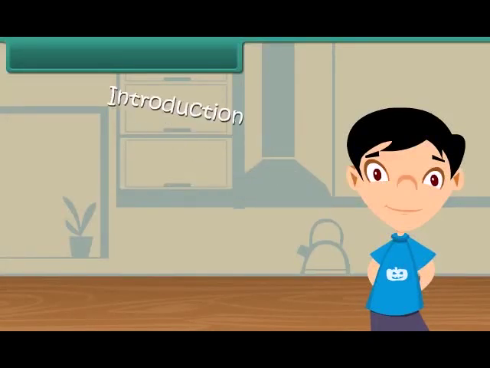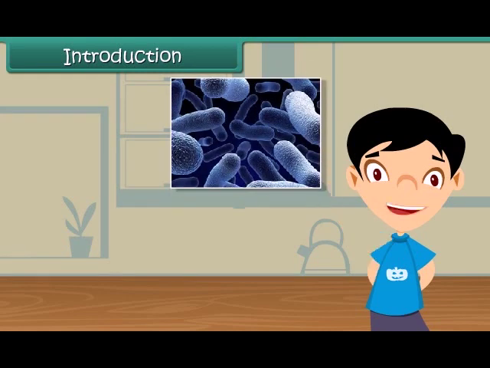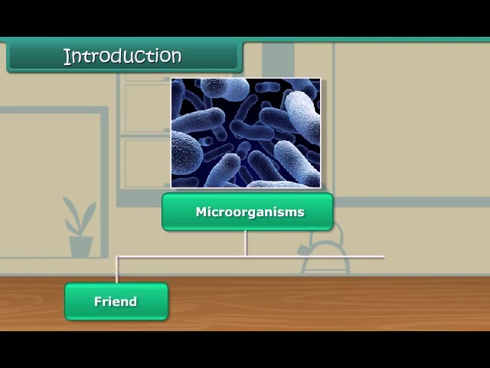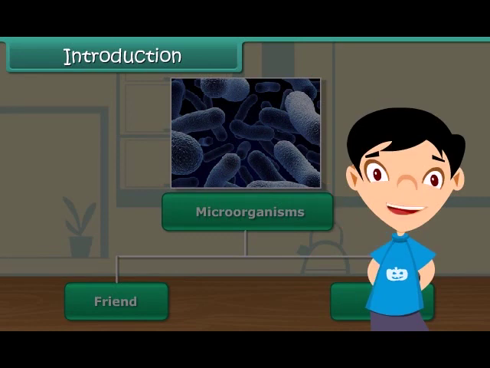Introduction. Hi friends, as we all know that there are so many microorganisms in our surroundings. They are classified into different groups. Some of them are useful for us and hence called friends, while most are harmful and hence called foe or enemy. So in this module, we are going to learn more about the friend and foe nature of these microorganisms.